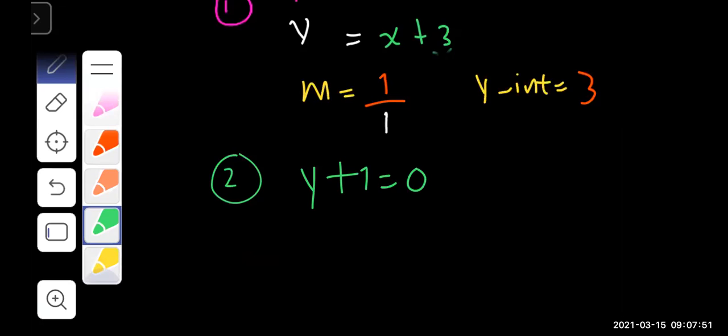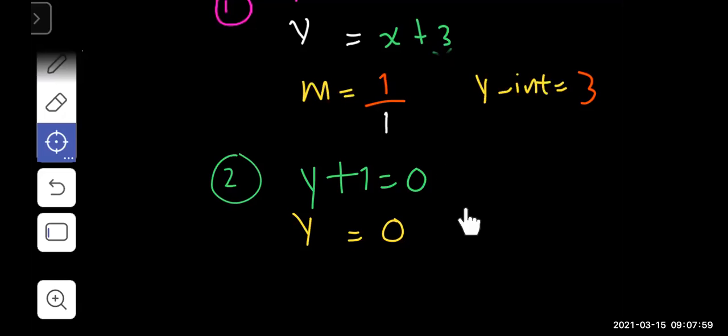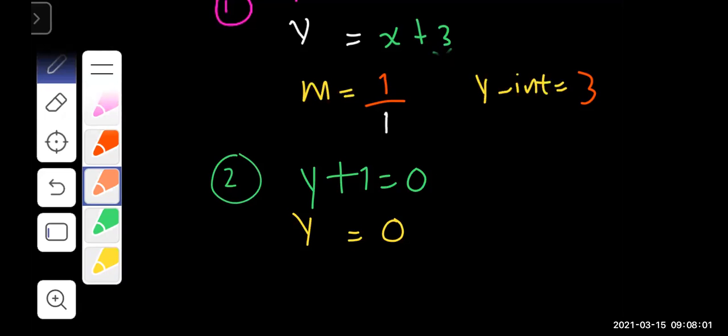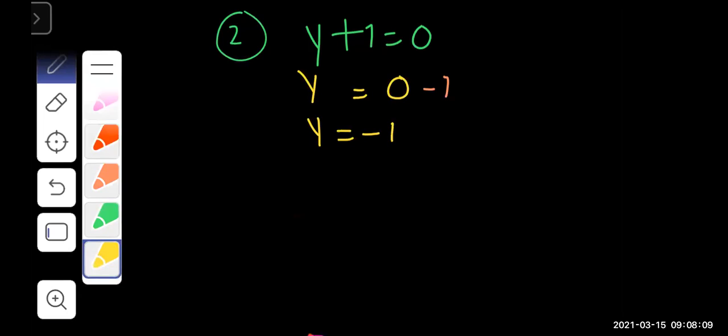Again, guys, notice that y is not alone. You need to make y alone. The 0 I just copied. This positive 1 on the other side is going to be negative 1. And let's simplify: 0 minus 1 is negative 1.